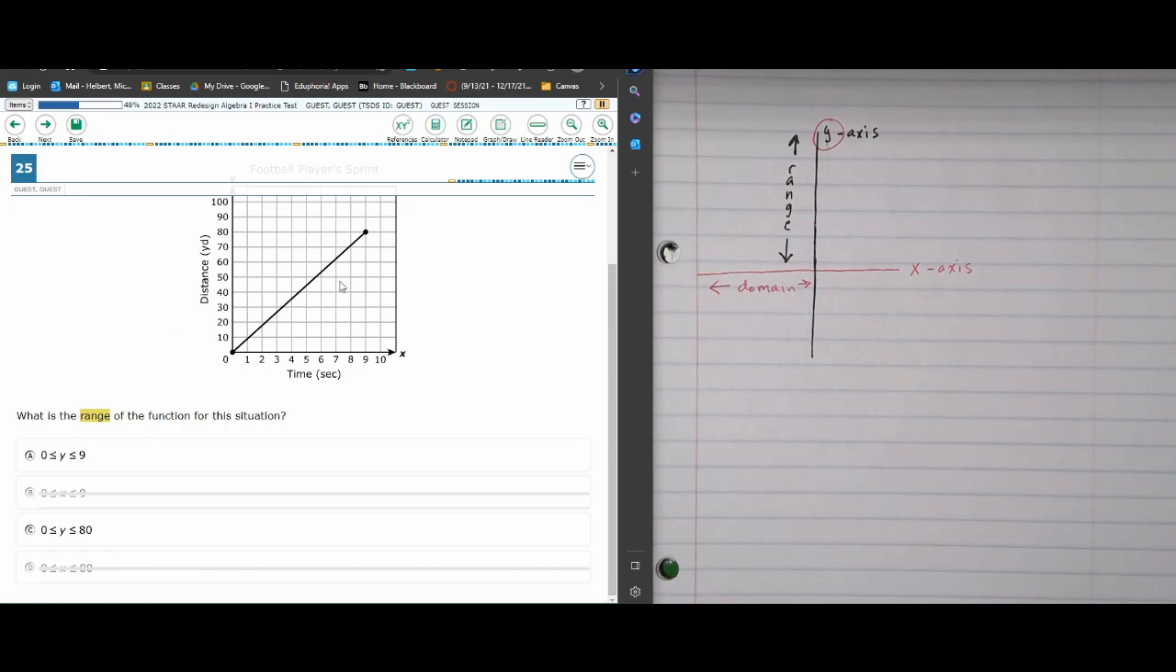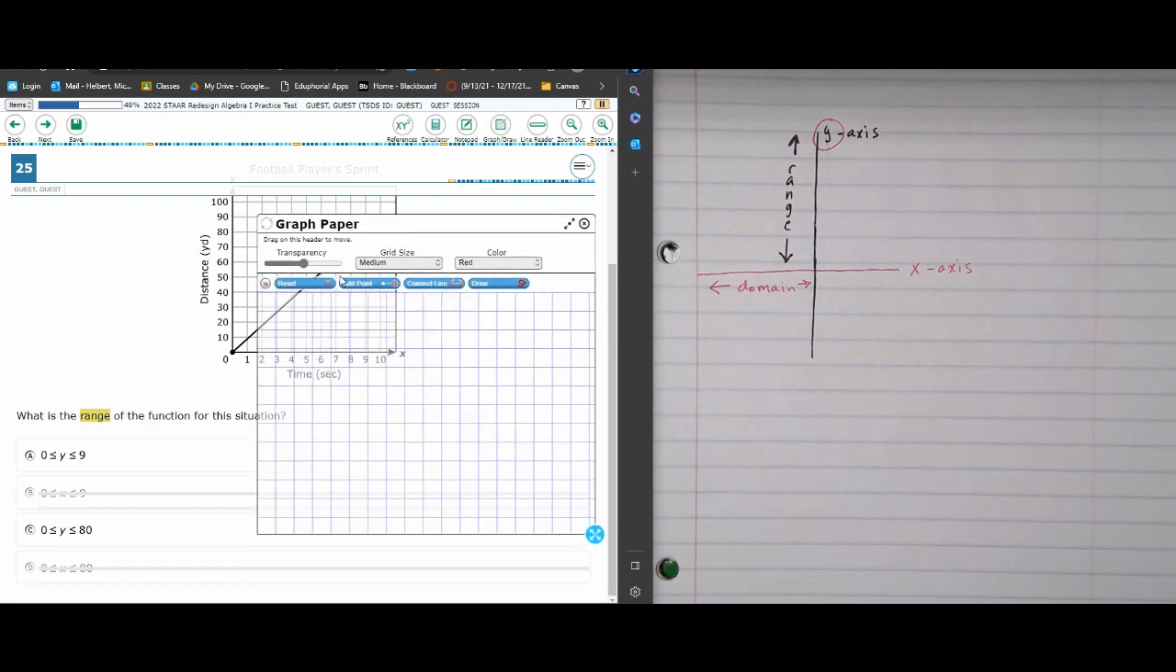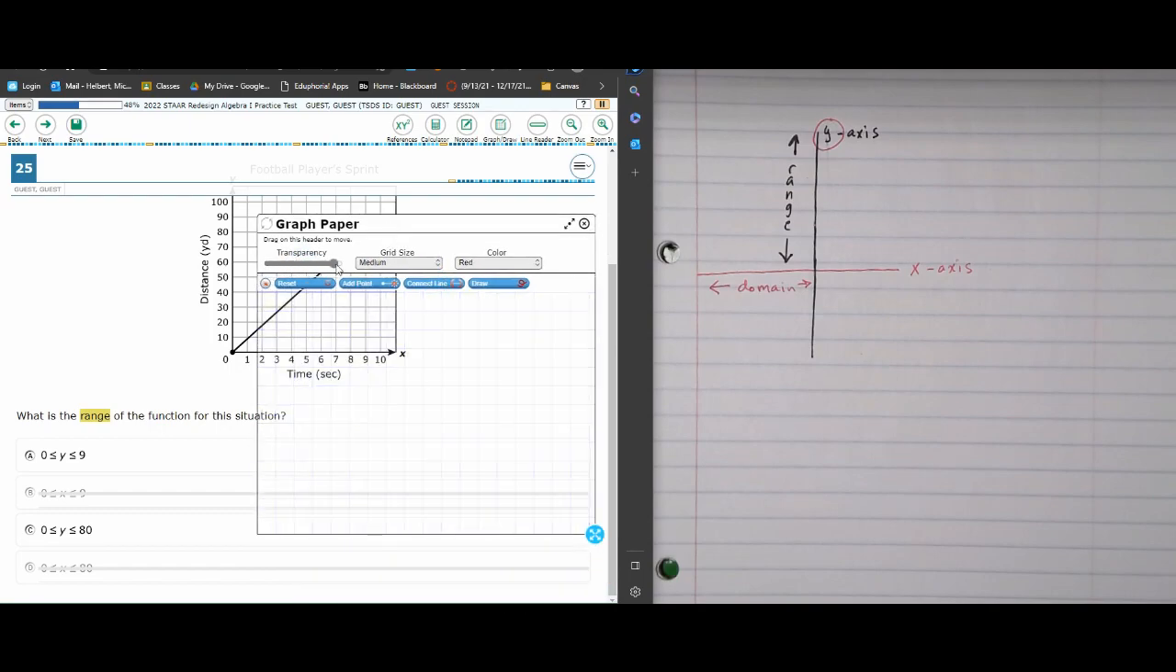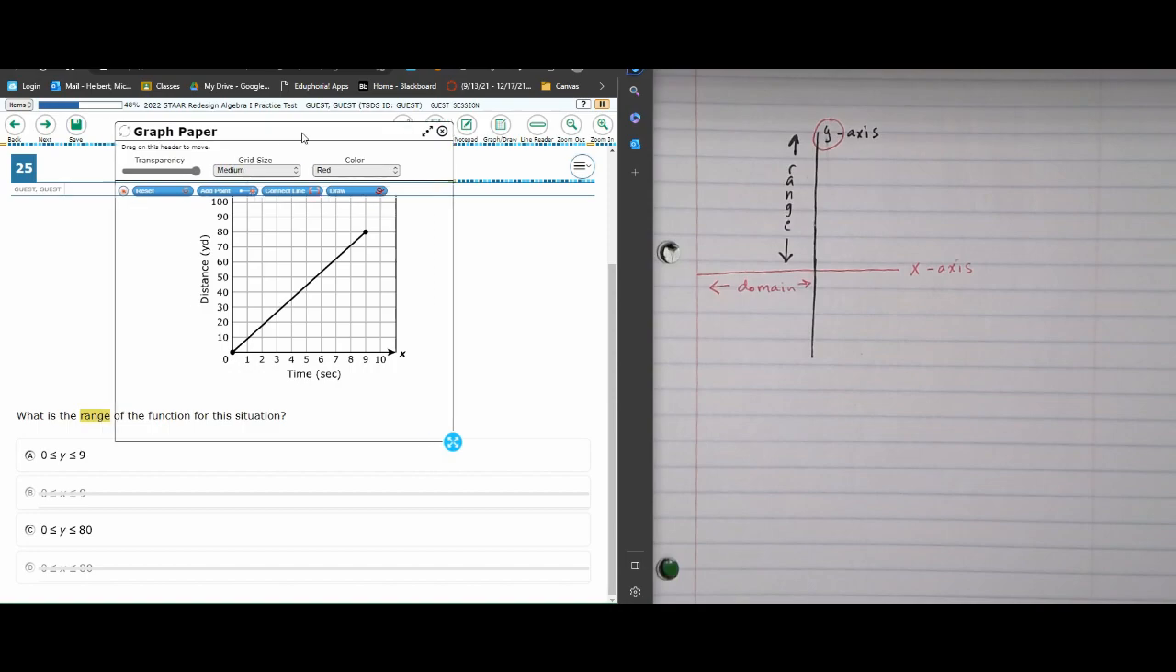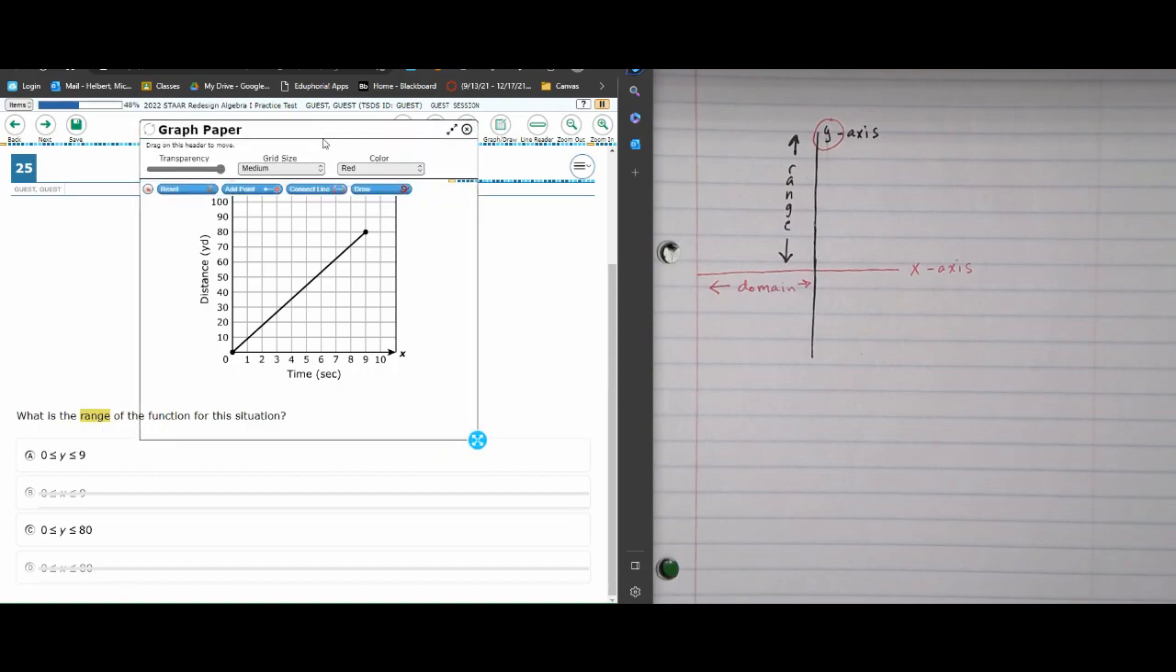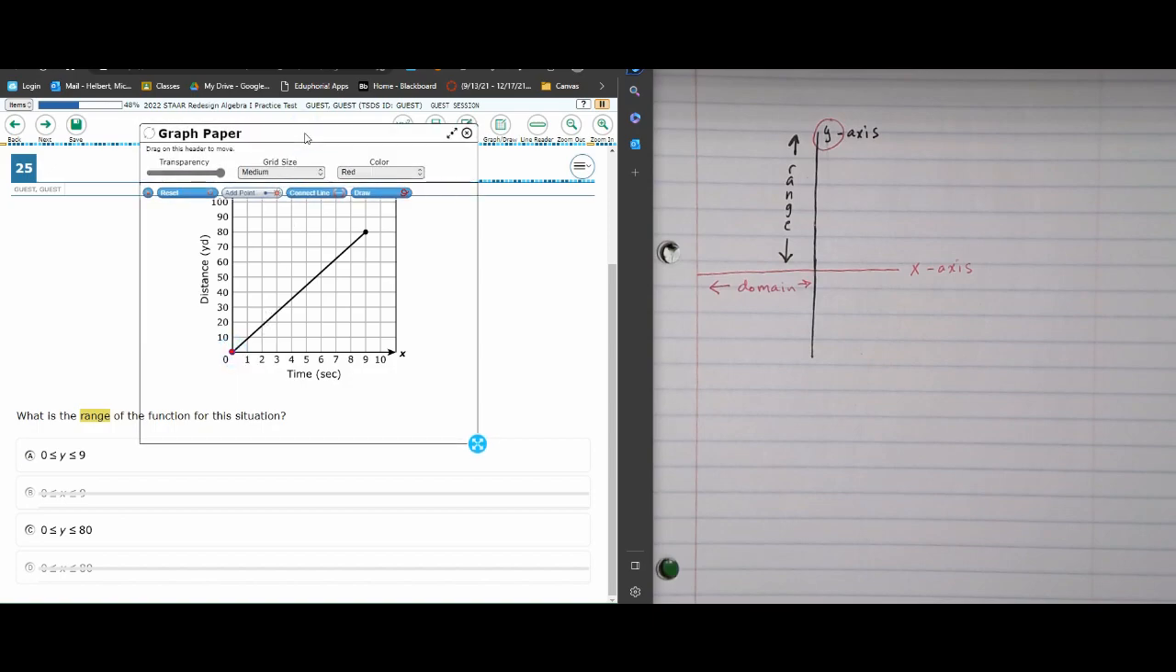Now I'm going to go ahead and on this, because they did give me a graph, I feel like this is a good one to use that grid that they have where you can graph and draw. I am going to make it transparent, and I'm just going to put it over it because I want to put some points on here. I'm going to add a point right here. And then I'm going to move it to get it lined up really well. So I have a point right here.